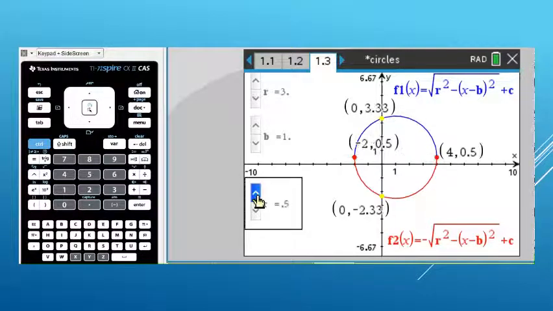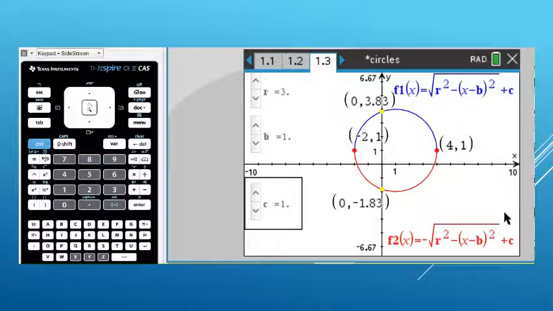And we'll make c positive 1, so now the centre of the circle is (1, 1). Moved 1 to the right, and 1 up. The graph goes out to (4, 1) and (−2, 1), and the graph would go up to (1, 4) and down to the point (1, −2). You can see also the y-intercepts there are labelled for us, but not the x-intercepts. Generally we don't worry too much about those unless they're nice values.